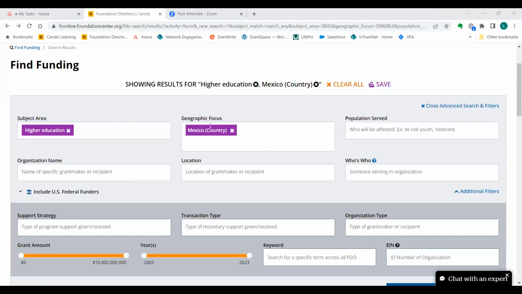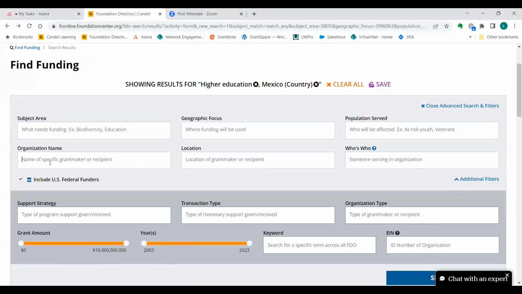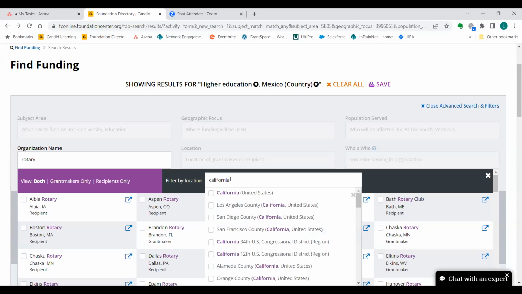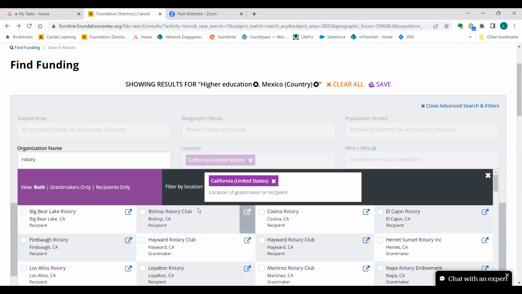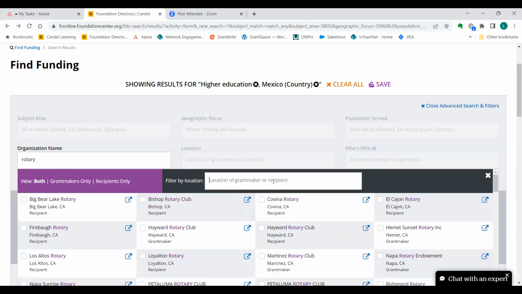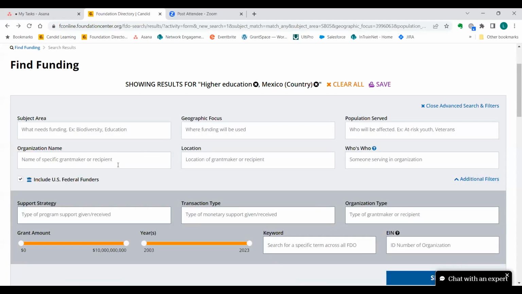You can look up particular organizations. Yes, there is a place to look up organizations by name. So let's say we're back in the advanced search under organization names. So you wanted to find a Rotary organization. Now there are going to be several Rotary organizations, so you probably want to limit where they're located, perhaps in California. You could even limit it to a particular city if you were looking for one. But yes, if you're looking for a specific organization, there is a way to look that up.